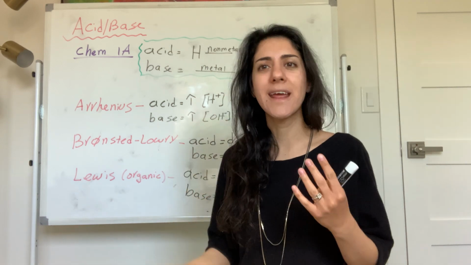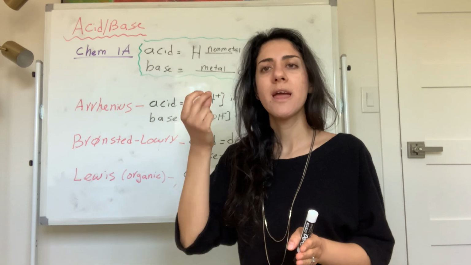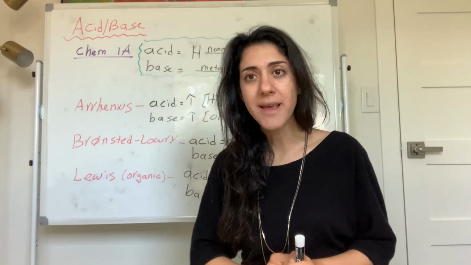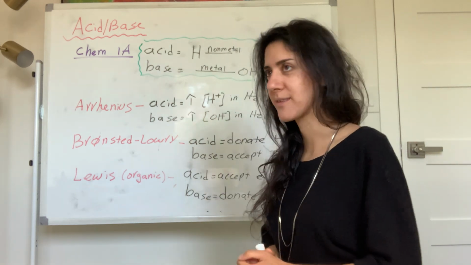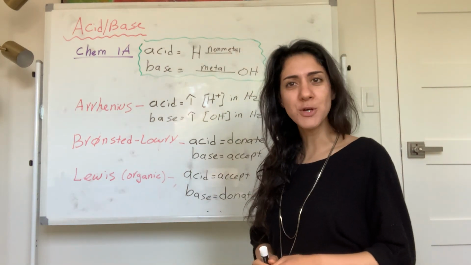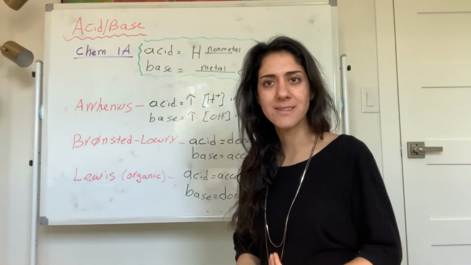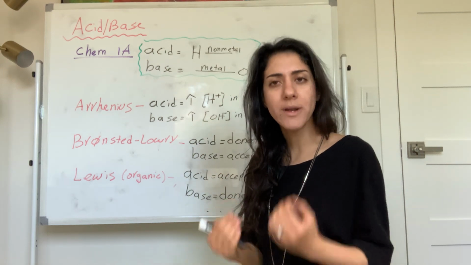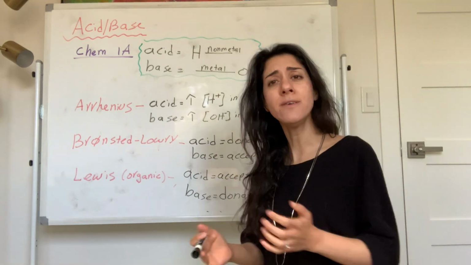Okay, now that was great, but that was so Chem 1A. We want to get fancier now. So again, in Chem 1A, we taught you if you have an acid, it's going to start with H. If you have a base, it's going to end with OH. And that was months ago. Now what we want to do is expand our definition of what it means to be an acid and what it means to be a base. Now there are different ones.